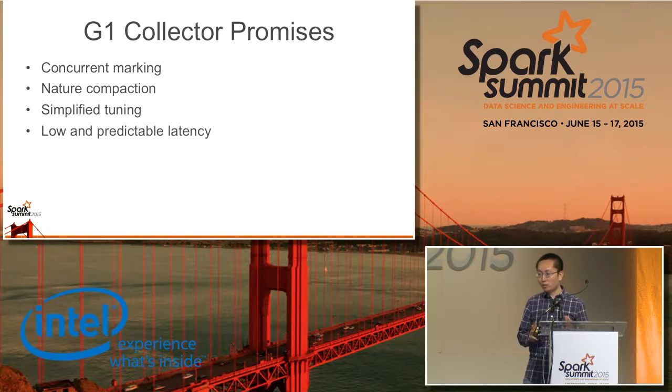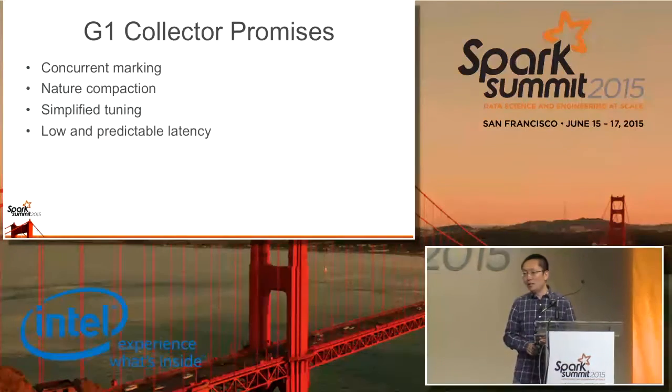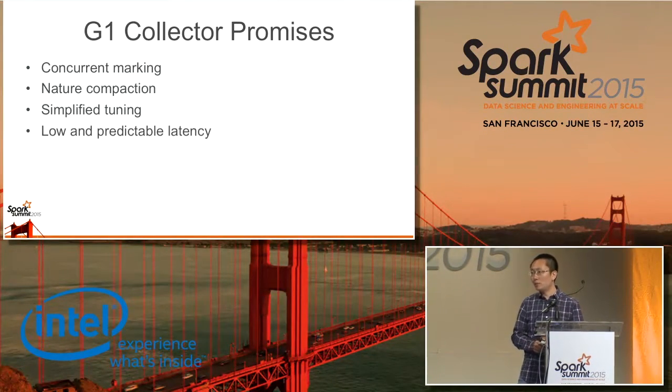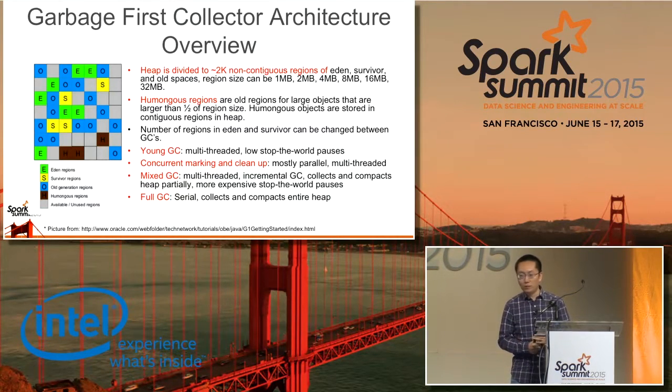So overall, G1 will give you very low and predictable latency. Since it also compacts your heap regularly, it's both throughput and low latency oriented. You can consider it that way. Following up, we'll do an overview of the architecture of the G1 collector, and then we'll give a case study about how we use these G1 parameters to tune it so that we can increase the performance of our Spark workload.